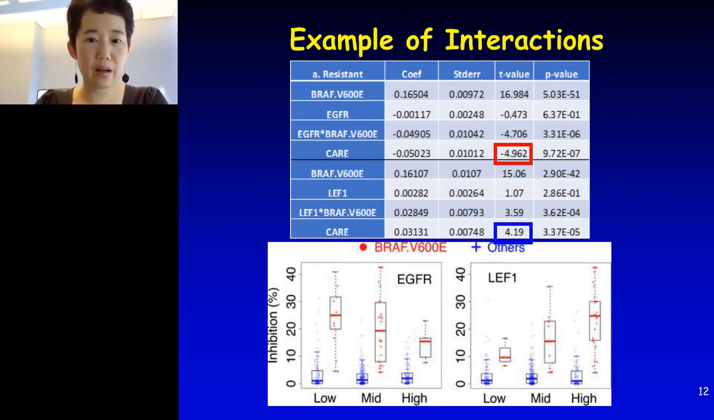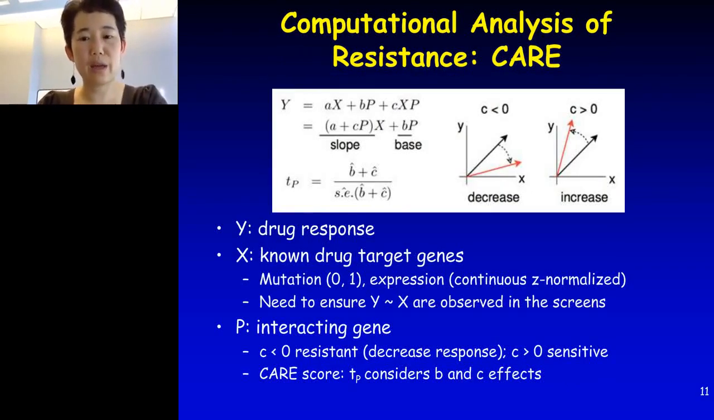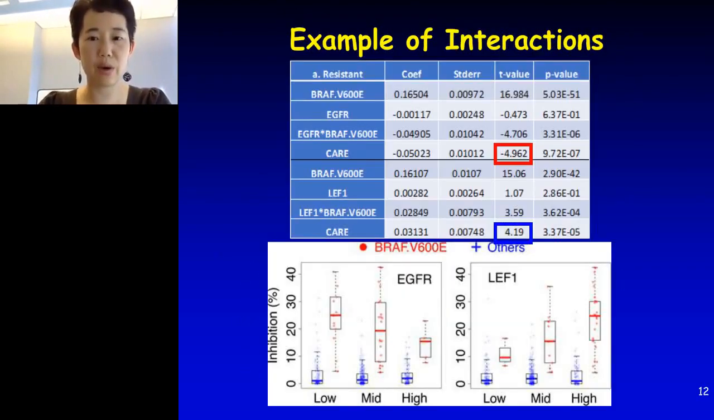And so in this case, you can see, for EGFR, the CARE score, which is basically a normalized B plus C score on the coefficient in the previous page. And so here, we look at the CARE score. You can see here, on the EGFR gene is a negative value, which means when EGFR gene expression goes up, the sensitivity of the cell to this drug actually decreases.